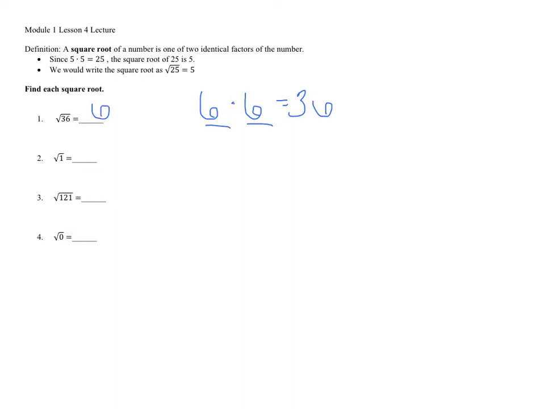For 1, well, I know that 1 times 1 is equal to 1. Therefore, 1 is an identical factor of 1. So the square root of 1 is simply 1. For 121, once again, we're thinking of what number times itself gives us 121. I know that 11 times 11 is 121. Therefore, the square root of 121 must be 11.